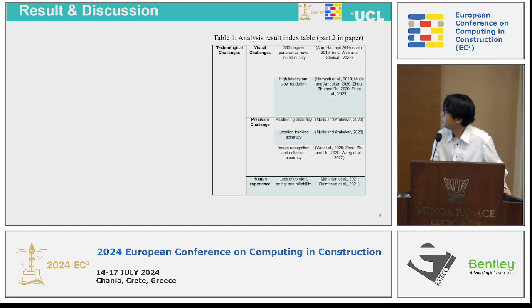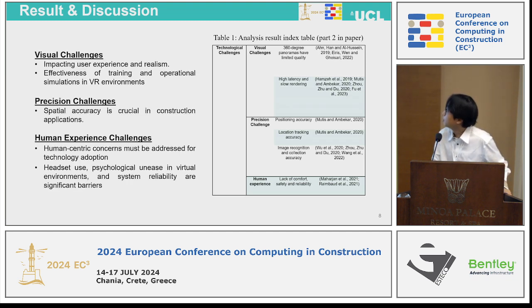So after the development, we find some technological challenges, as shown in Table 1, Part 2. There are visual challenges, precision challenges, and human experience challenges. In the visual challenges, 360-degree panoramas have limited quality, which will impact the user experience and realism. We also find there are high latency and slow rendering problems, which will influence the effectiveness of training and operational simulation in VR environments.